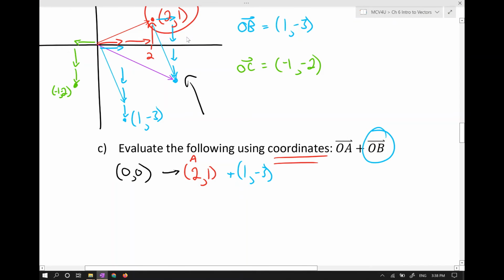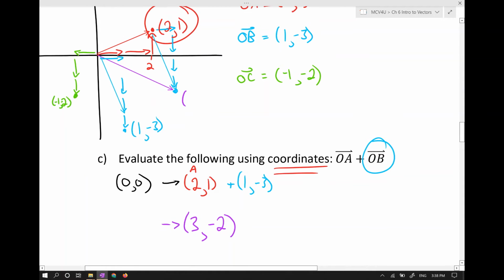What I can do is add their components. So I'm working with 2 plus 1, fantastic, x coordinate 3, and then 1 plus negative 3 right here. So I'm working with 3, negative 2. Is that where I'm expecting to end up?